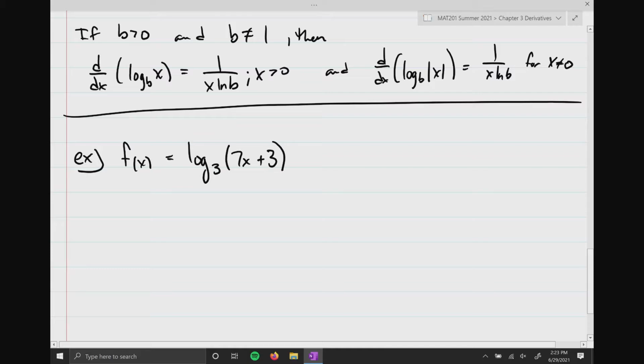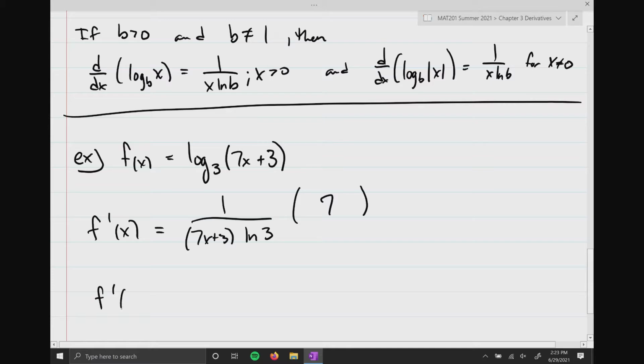So if f of x equals log base 3 of 7x plus 3, f prime of x is going to equal 1 over 7x plus 3 times the natural log of 3, multiplied by the derivative of the inside function, which is going to be 7. So f prime of x is going to equal 7 over 7x plus 3 times the ln of 3. So you have to use the chain rule here, because you have a function of x that has more terms than just some basic monomial, okay?